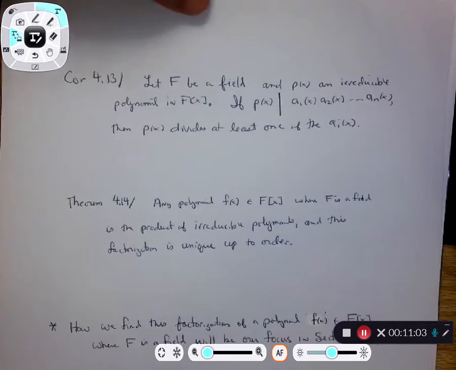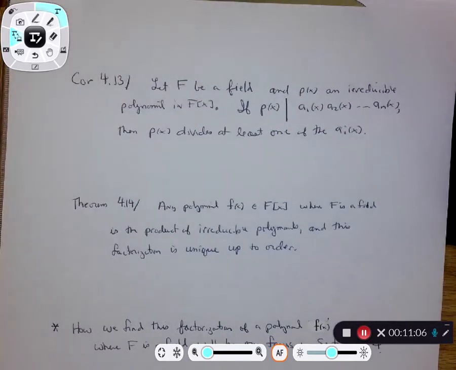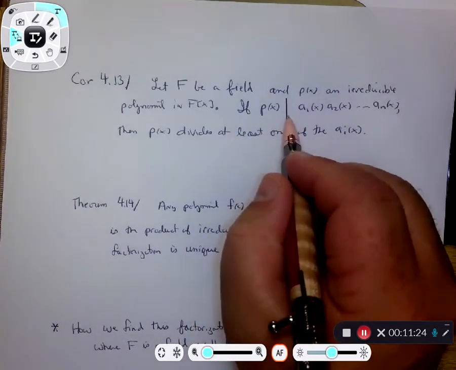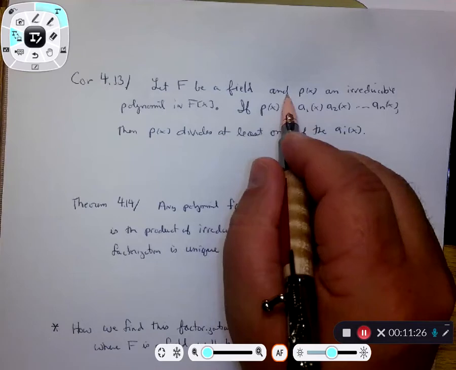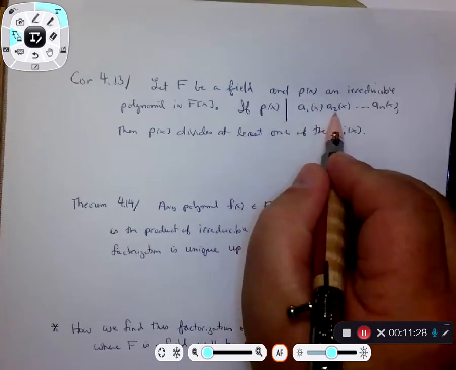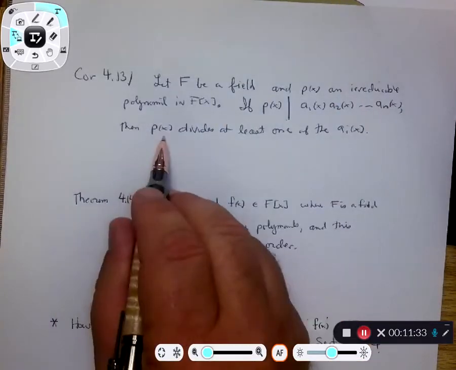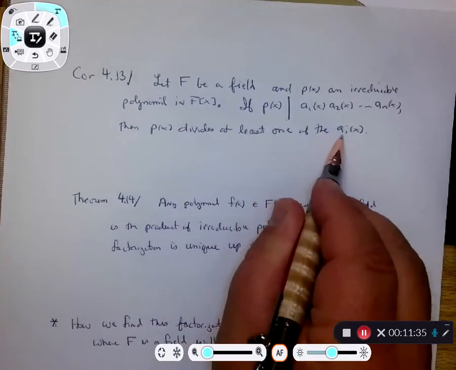Therefore, following along the same suit, we have this. Corollary 4.13 says this: let F be a field, and p(x) an irreducible polynomial in F[x]. If p(x) divides a1(x) times a2(x) times dot dot dot times an(x), and yep, I used the divide symbol. You don't get to use it, but I'm the professor, so I do. Then p(x) divides at least one of the ai(x) polynomials.